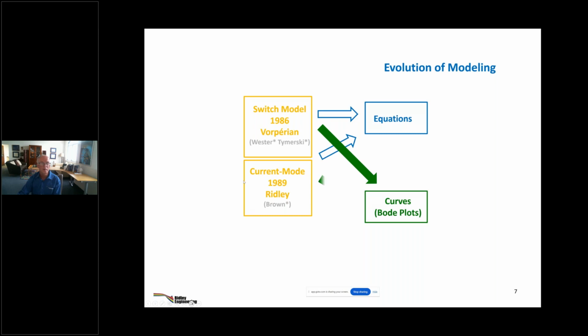And if you want to read that, there's a free book here. It's 200 pages on current mode control. Everything you need to know about current mode control for converters is in that book. So this was all back in the 1980s. Nothing much has happened in PWM converter analysis since then, to be honest.